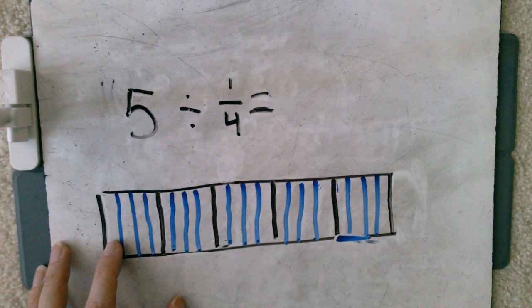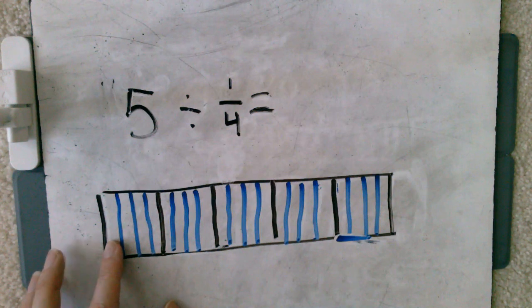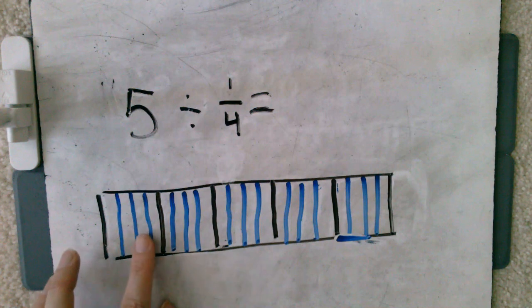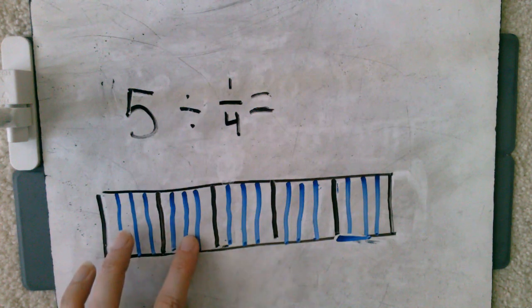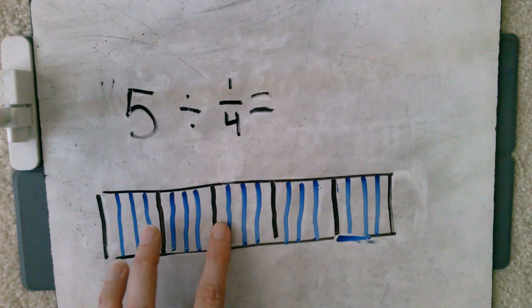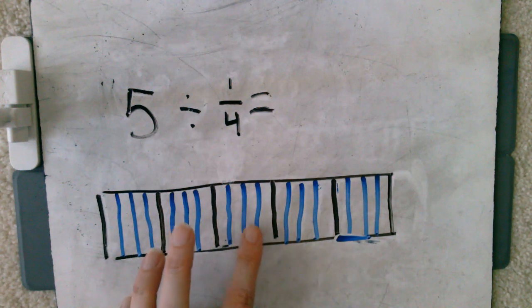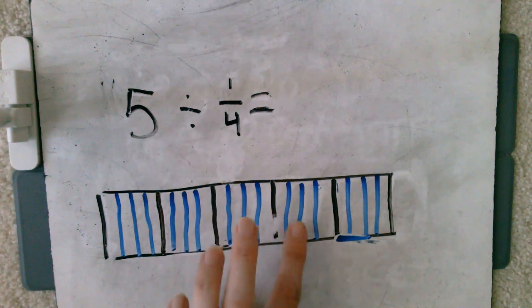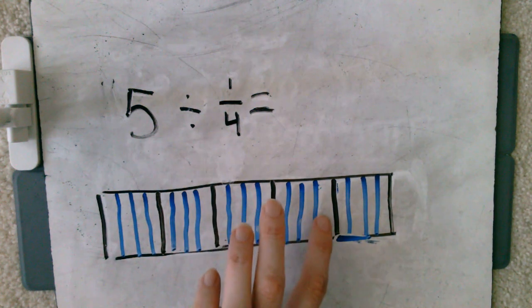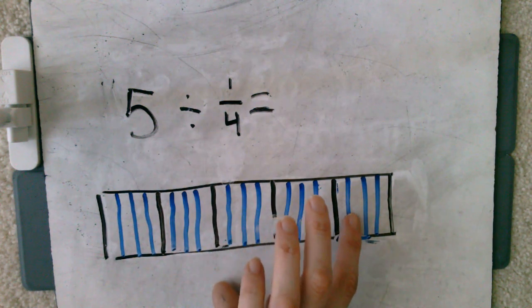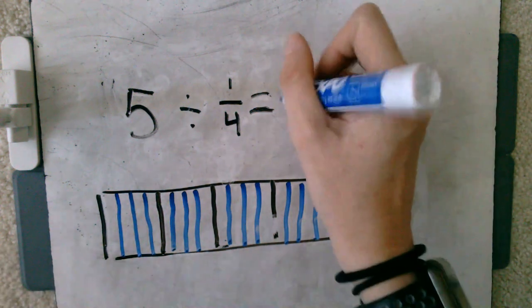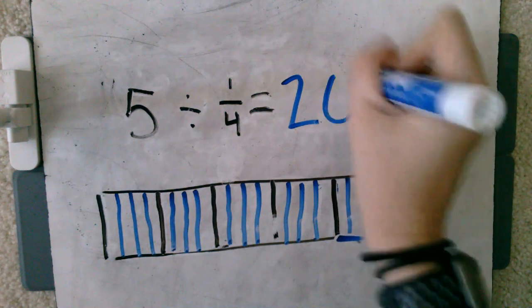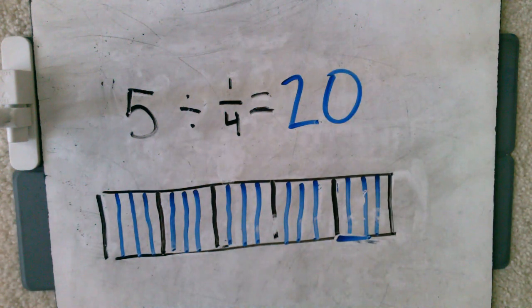Now let's count how many pieces we have in total. Count with me, pointing at your pieces too. 1, 2, 3, 4, 5, 6, 7, 8, 9, 10, 11, 12, 13, 14, 15, 16, 17, 18, 19, 20. We got 20 pieces once we split this all up.